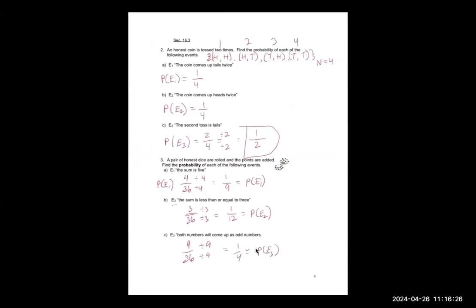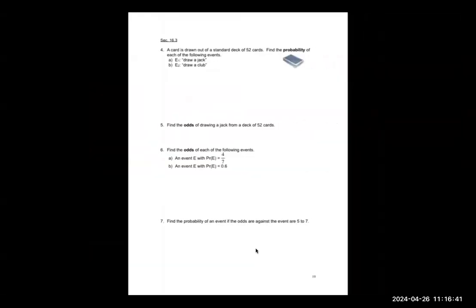And there we go. So it's really important in these problems to list out all the possible outcomes. That's going to be the denominator. And then list out all the possible ways that you could get the desired event to happen. Okay. And let's look at the next one.